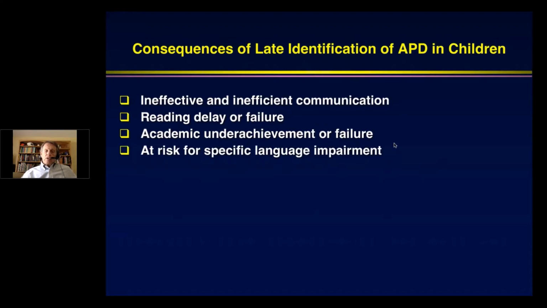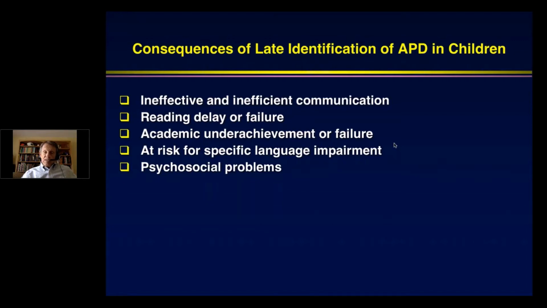Now, another consequence of late identification of APD is later language impairment. Now, not all children with APD will develop language impairment, and as I've already mentioned, not all children with language impairment will have APD, but there's a strong relationship. And then we have the psychosocial problems, and I will talk about this in the workshop. And I'll give you some articles that I'm an author on, that I've had students and over the years who focused on this aspect of APD.